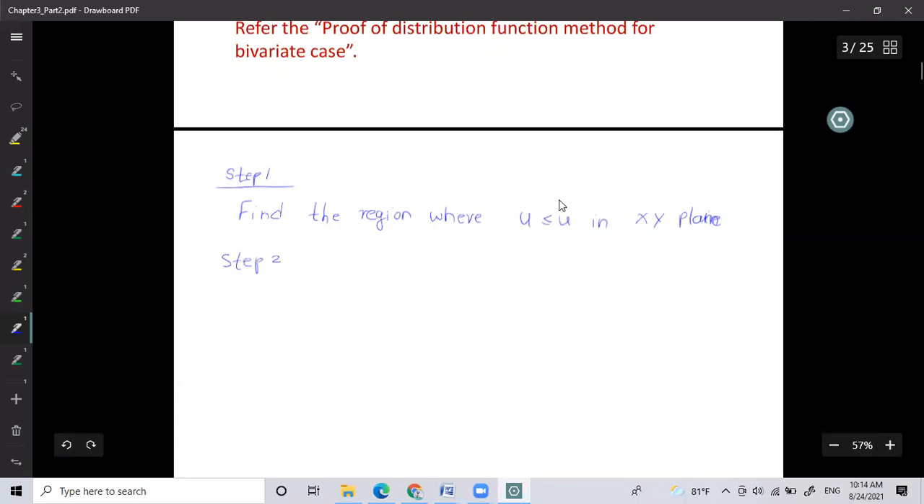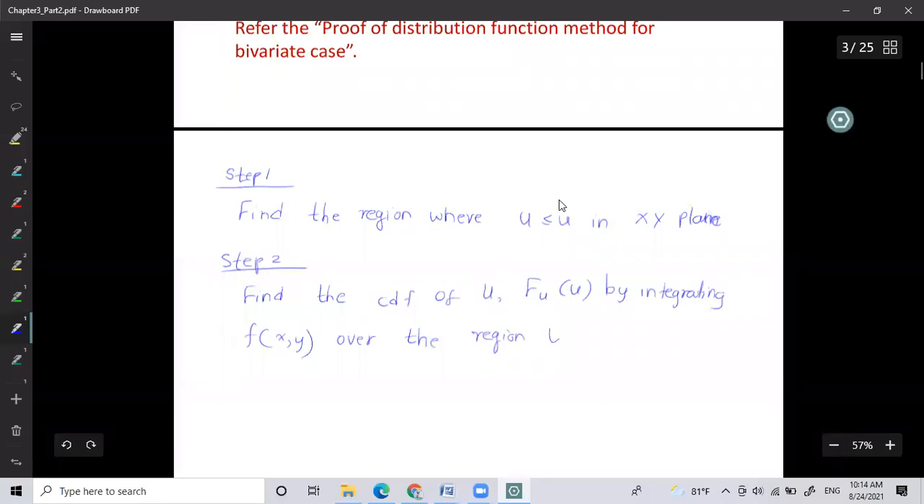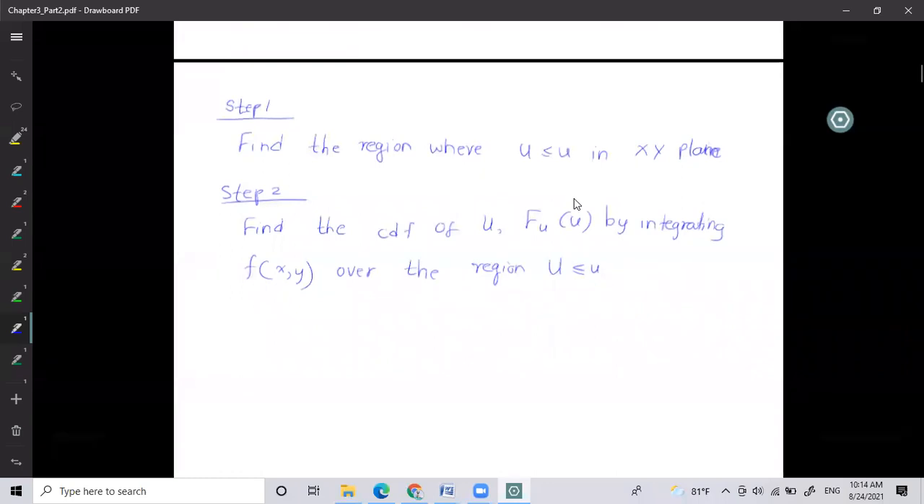After you find that in your xy coordinates, you can write the CDF. You have to find the CDF of u, which is capital F u. You do this by integrating the joint density, which is f of x y, over the region of u from its lower limit up to any u value. In order to find this region, it is easy if you use the graph from step 1.